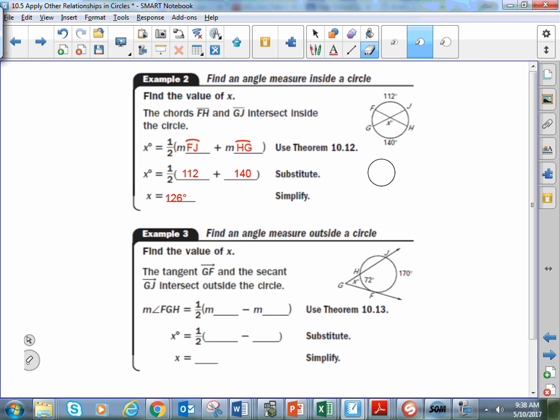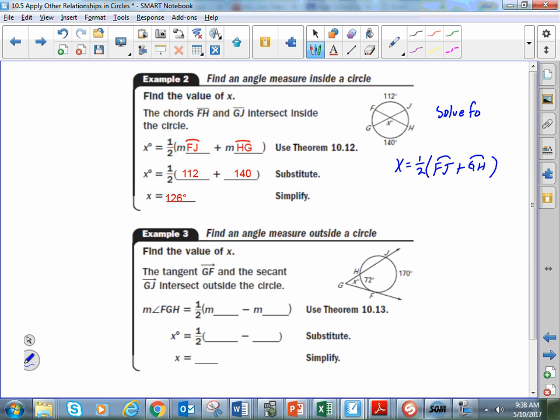Let's just say x is equal to half of fj plus gh. Let's solve the equation for fj to make sure that we can actually do the algebra associated with it. Now, we could distribute the 1/2 into the parentheses and get rid of the parentheses that way, but personally I think multiplying both sides by 2 is easier in a lot of instances.